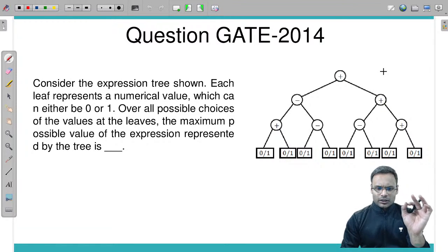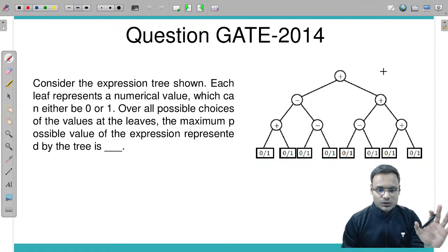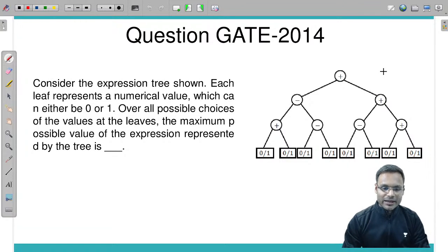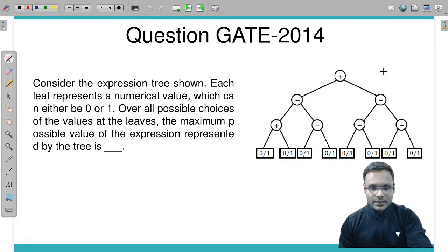One quick question. Is my video and audio clear? Just because I am not able to see it properly, that's why I am asking. Is it visible perfectly correctly? Is it looking fine?